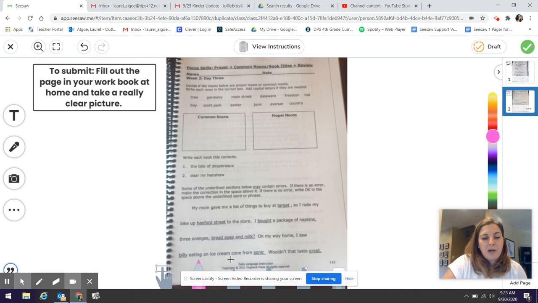And the last part, the part that I think is the most important, is looking at some of these mistakes here. So, my mom gave me a list of things to buy at Target. And I know Target is a special place. It's a proper noun. So I would want Target to be capitalized. I'm going to use my symbol there to capitalize that T. And then I would go on. I rode my bike up Hanford Street to the store. And you're going to need to decide, does Hanford Street need to be fixed or is it okay? If it's okay, you'll just write okay above it. If it needs to be fixed, you do whatever it needs to have done.